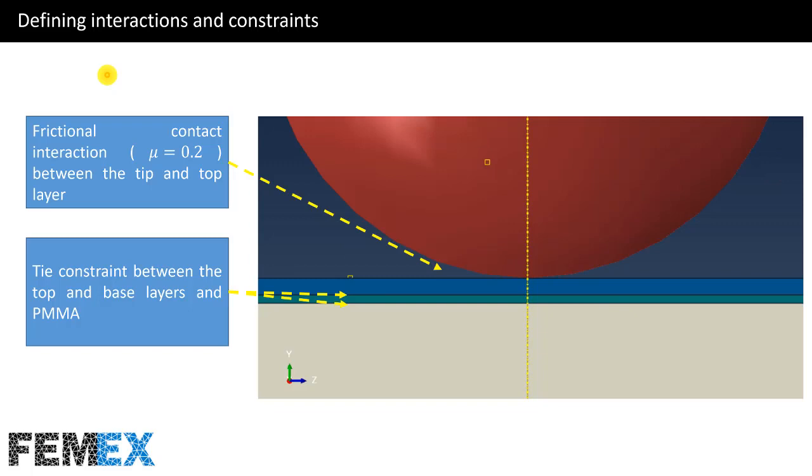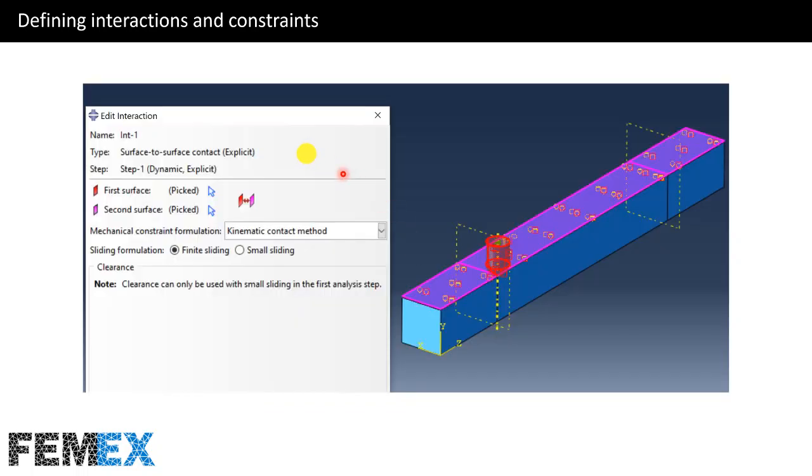Now I want to talk about defining interactions and constraints. I have defined frictional contact definition between the tip and the top layer. Also, I have defined tie constraint between the top and base layer and the base layer and PMMA. I have defined surface-to-surface contact between the tip and the top of the top layer. Now I go to Abaqus to show you the related settings.